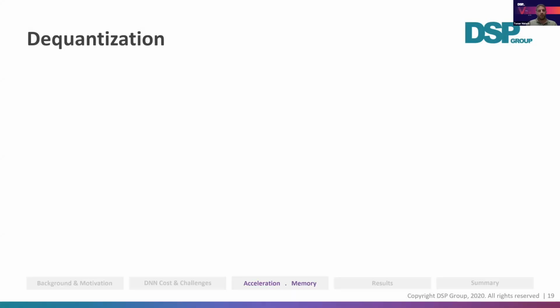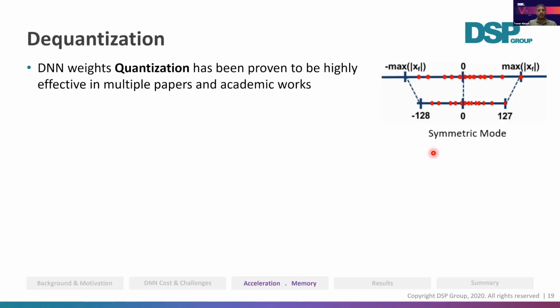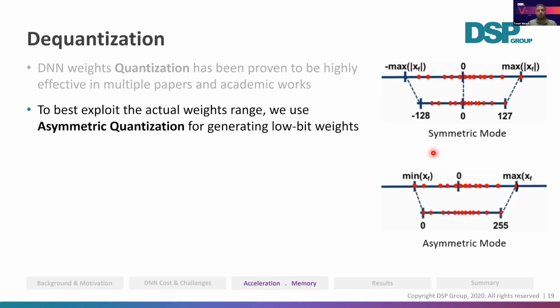So the memory optimization. Here, let's start talking about the quantization. Quantization of weights and also of data has been proved highly effective in recent years in many works and academic papers. Instead of using the 32 floating point bits that the development frameworks usually use, we can represent those weights with much fewer bits. So to best exploit the actual weights range and not use a general 32 floating point bit representation, we are using asymmetric quantization that generates low bit weights.